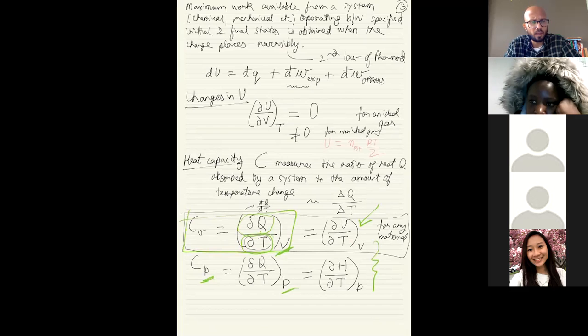We had not introduced enthalpy. In the next lecture, we looked at enthalpy, but you should be familiar with both of these relations: why partial Q by partial T at constant V is equal to dU by dT at constant V, and why partial Q by partial T at constant P is equal to partial H by partial T at constant P. And you can see that if it's an ideal gas, then U is equal to some constant multiplied by temperature, and this derivative would just be a constant, not zero.